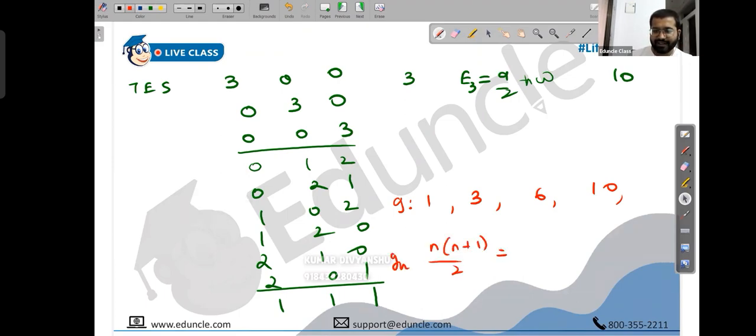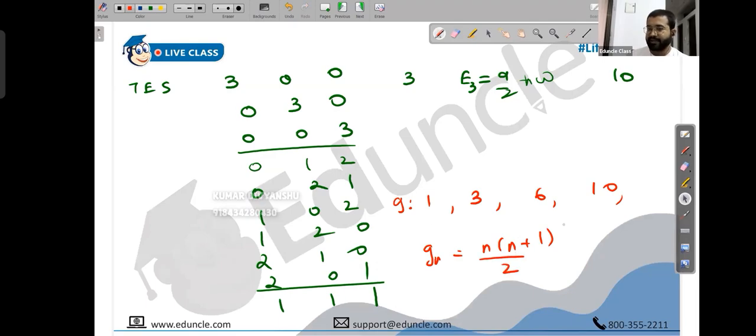Let's check. If I start with 0, then 0 plus 1 by 2, no. But remember, our n starts from 0. You write n into n plus 1 by 2 when n starts from 1. So you have to make a small manipulation. It becomes n plus 1 into n plus 2 by 2. The guess that he made is correct, provided that n starts from 1. But our n starts from 0, so we make a small manipulation: n plus 1 into n plus 2 by 2. Now our answer will be correct.